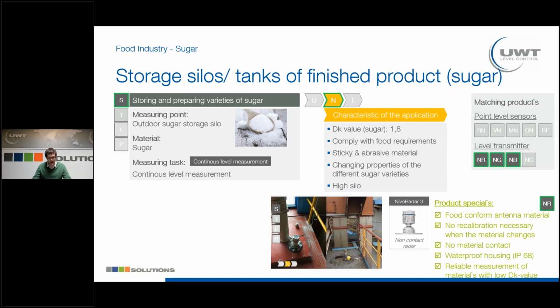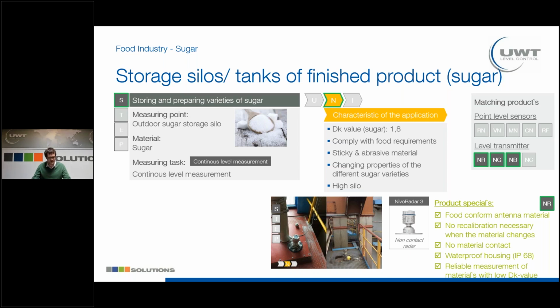And here we do have a high silo, and this is why we consider it as normal, because we need to take a look at how high the silo is and what the decay value of the material is. When you have a really high silo, 40-50 meters, and a decay value of 1.8, it can be tricky. We need to test it, but I'm very optimistic that we will also find a solution here.